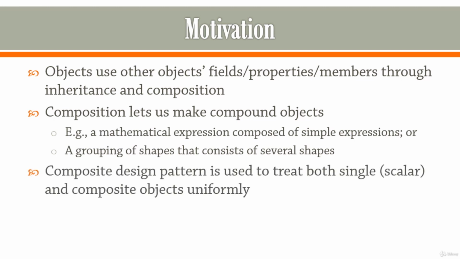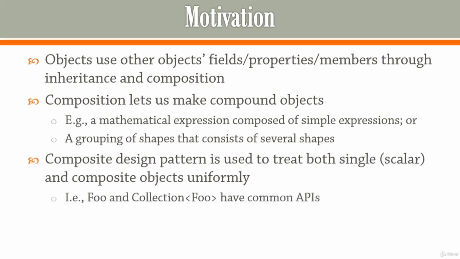So essentially, the composite design pattern allows us to treat both single or individual or scalar objects, as well as these groupings, these composite objects, in the same manner. So for example, if you have an object of type Foo, but you also have a collection of Foo, or some class which inherits from a collection of Foo, they have certain common APIs which you can then call on one or the other without knowing in advance whether you're working with a single element or with the entire collection.